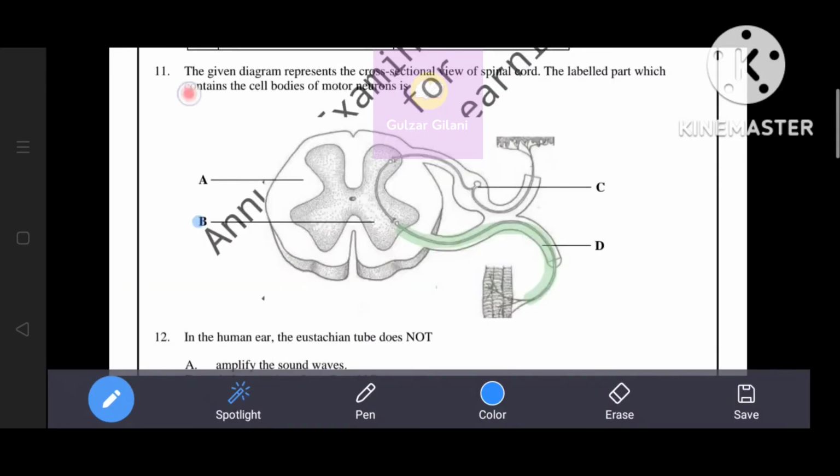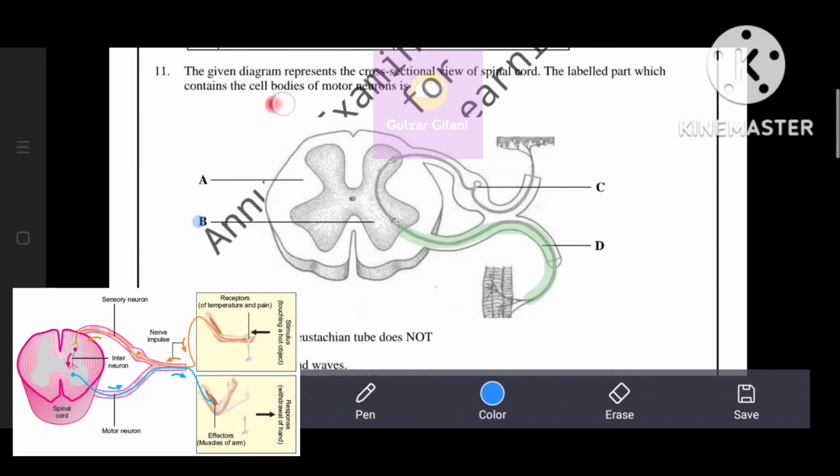Next question. The given diagram represents the cross-sectional view of the spinal cord. The labeled part which contains the cell bodies of motor neurons is... receptor, sensory neuron, interneuron, motor neuron, effector. मोटर न्यूरॉन की सेल बॉडी हमें कहाँ नजर आ रही है? यहाँ पर। और ये कौन से रीजन में? बी में। दैट्स व्हाई ऑप्शन बी इज द करेक्ट आंसर.